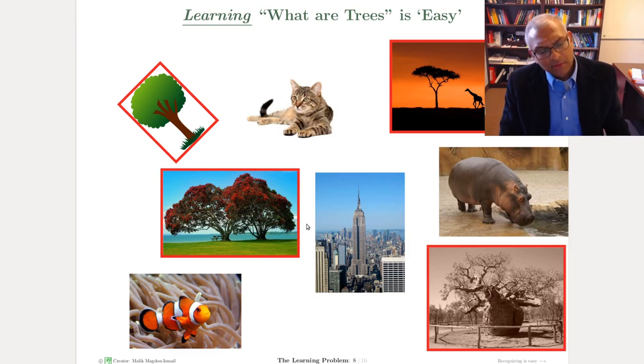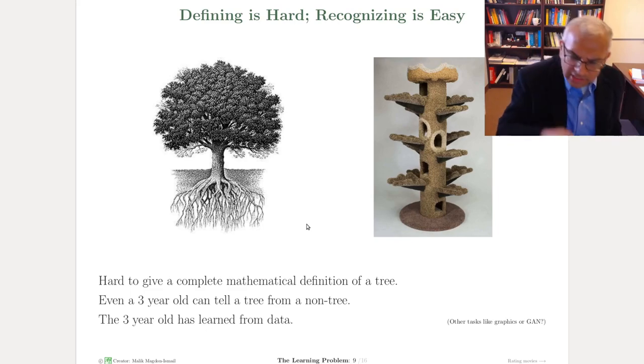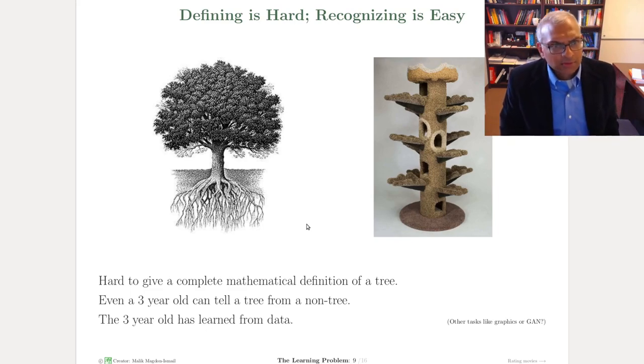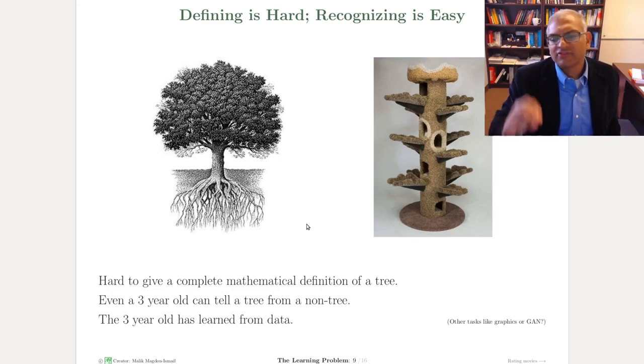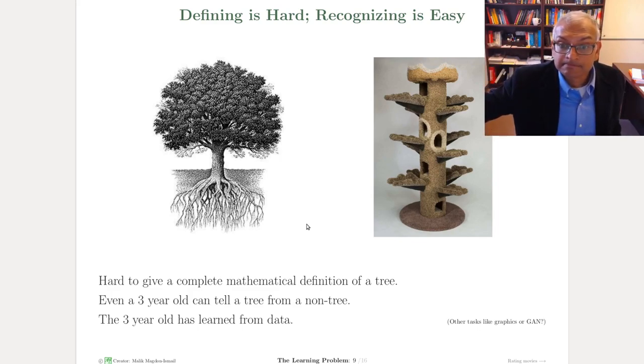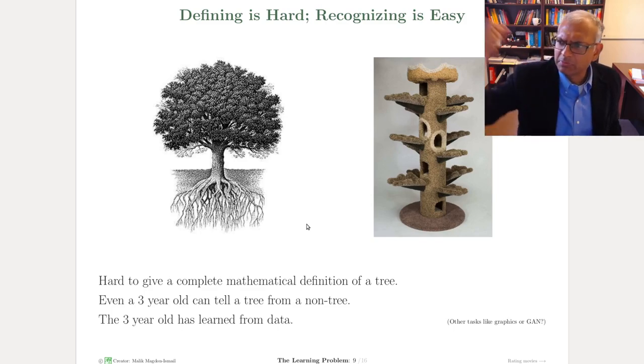So, the punchline is, defining the tree is hard. That's kind of like writing down a formula for what is a tree. But it appears to be easy, both for the cat and for the five-year-old girl, to recognize a tree after having been presented data on what are and what are not trees. So after having learned from data, it's easy for the five-year-old to recognize trees. But it's hard for me, a very sophisticated 45-year-old, to come up with a definition of a tree.